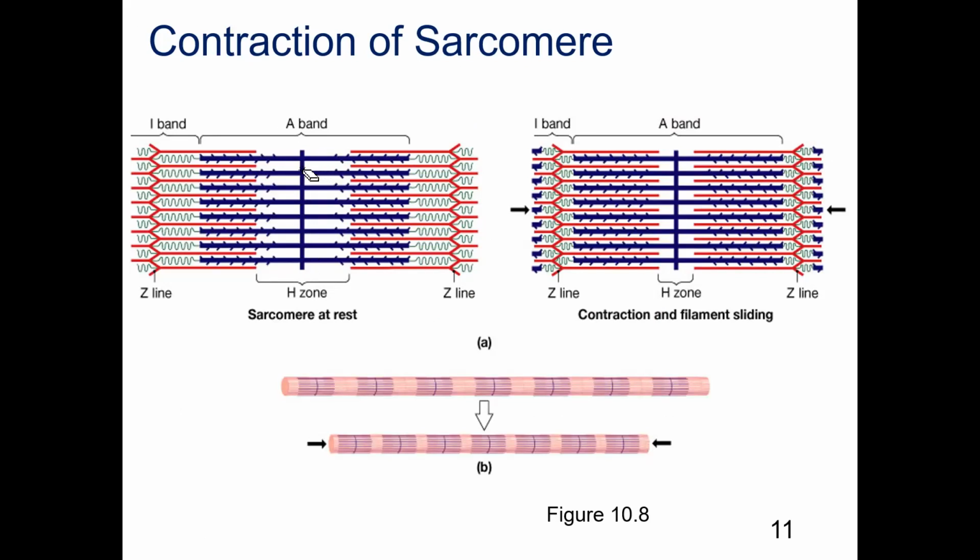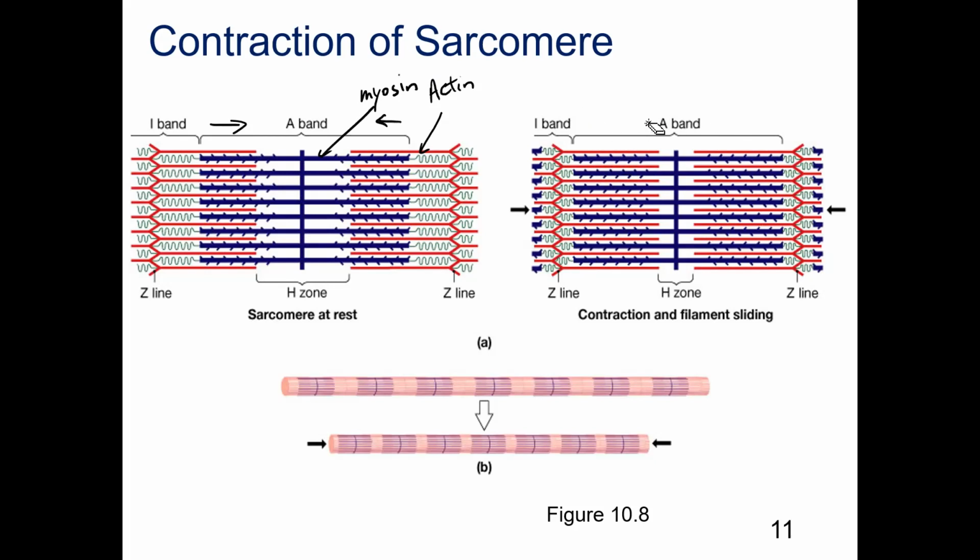In this picture, the blue here is the myosin, and the red here is the actin. The myosin has heads at the very end. That's what these little spiky things are. They're little heads that can grab onto the actin. When they grab onto the actin, they're going to pull in this direction, causing the sarcomere to be shortened, and you can see there is more overlap here between the actin and the myosin.